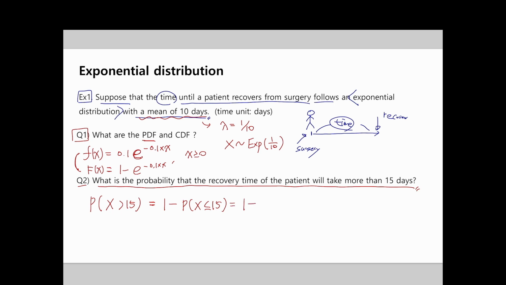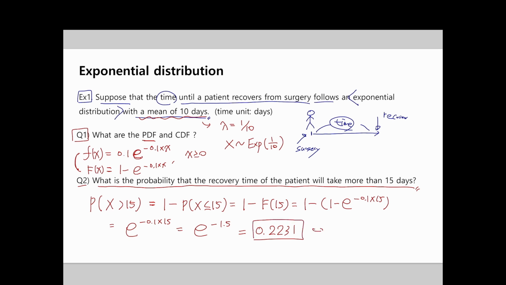That is 1 minus the CDF when x equals 50. So the probability is 0.2231. So when lambda equals 1 over 10, the exponential distribution is like this.